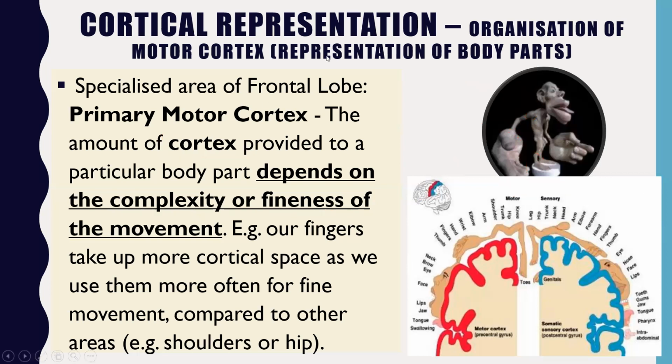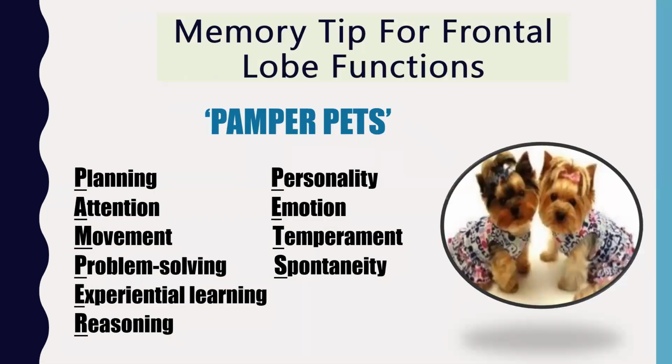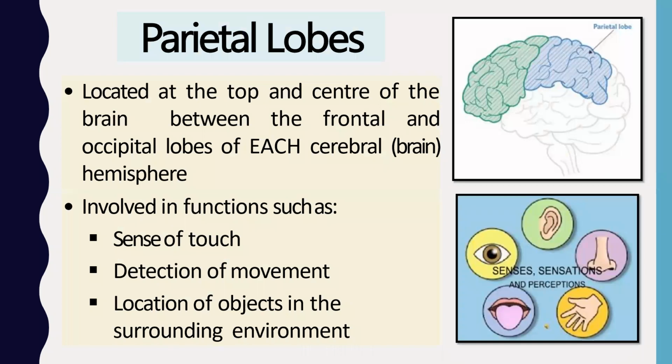Okay, and cortical representation applies not just for the primary motor cortex, but also for the primary somatosensory cortex, which we'll look at in a few slides. So something to just keep in mind as we go into the next lobe. The next lobe of the brain, which is at the top of the head, is called the parietal lobe. So the parietal lobe is basically just at the midpoint in terms of your cerebral cortex. It's not all the way at the back, but it's not all the way in the front. It's right in the middle.